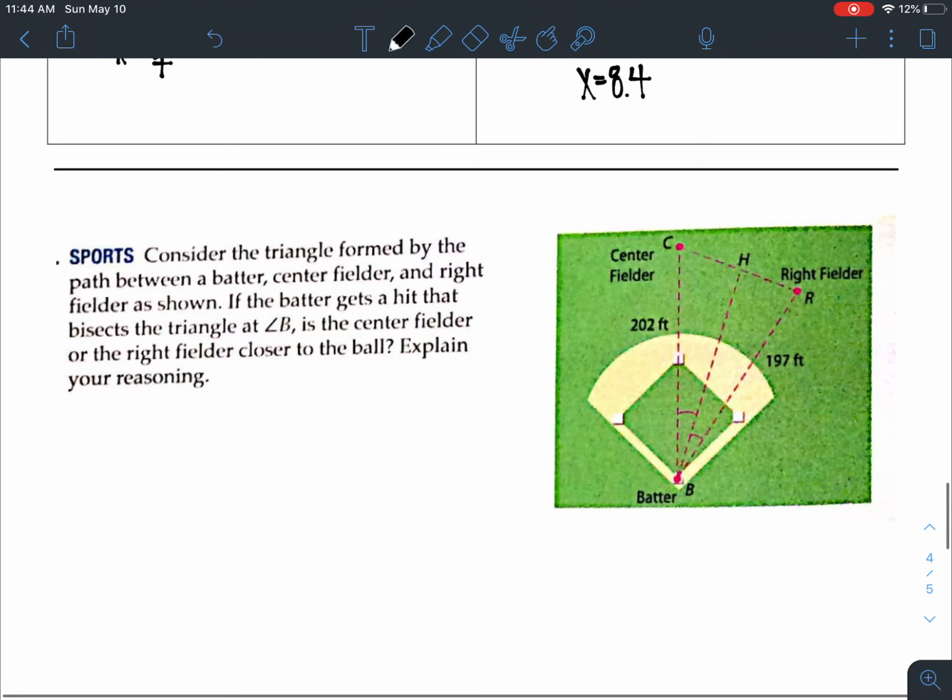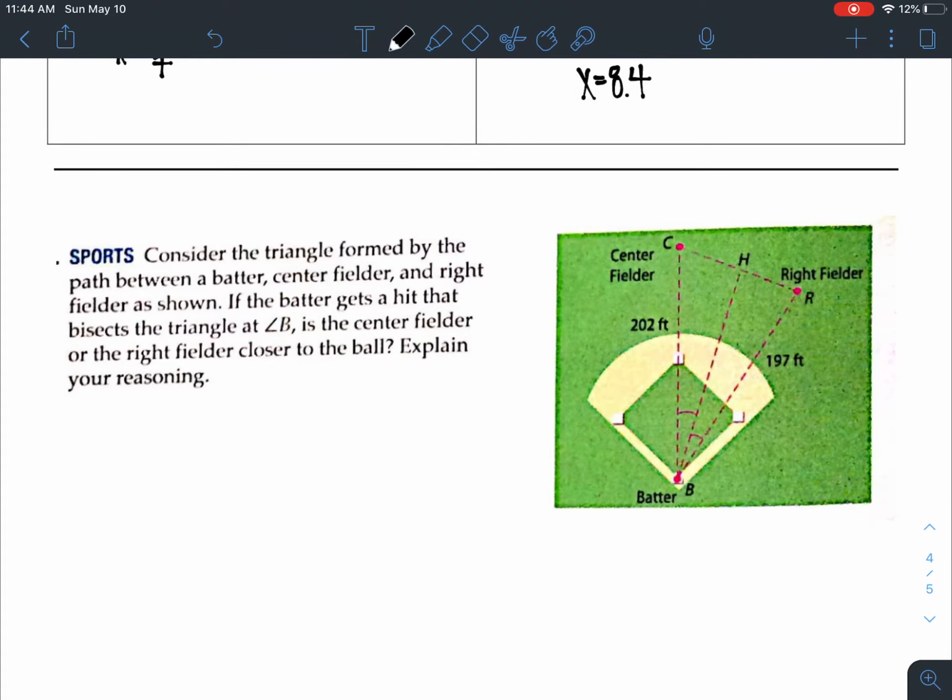And then for the last one, it says, consider the triangle formed by the path between a batter, a center fielder, and right fielder as shown. If the batter gets a hit that bisects the triangle at angle B, is the center fielder or the right fielder closer to the ball? Explain.